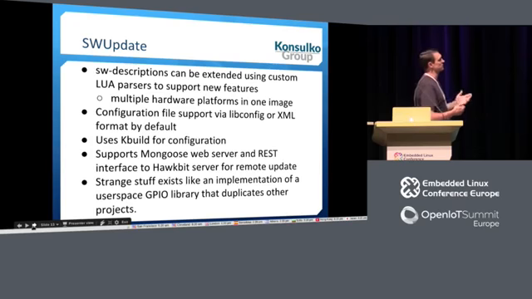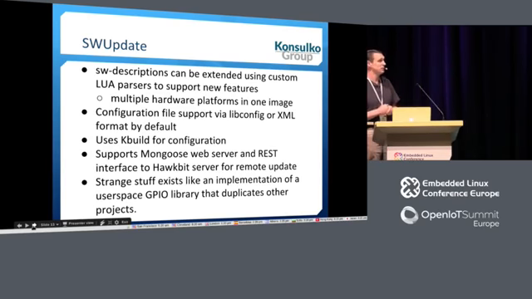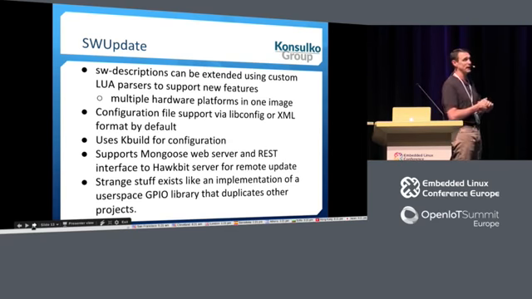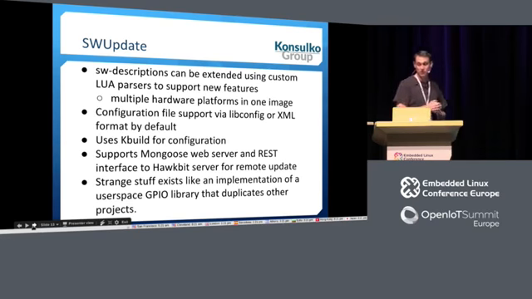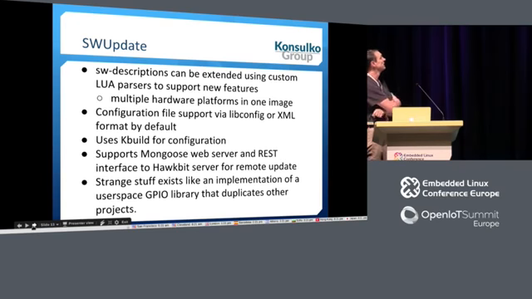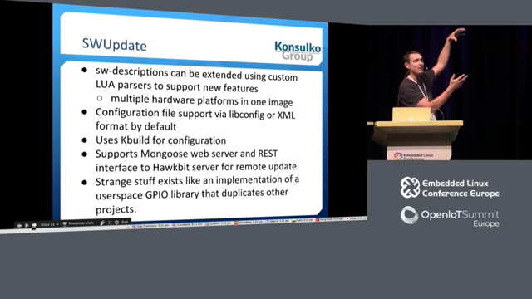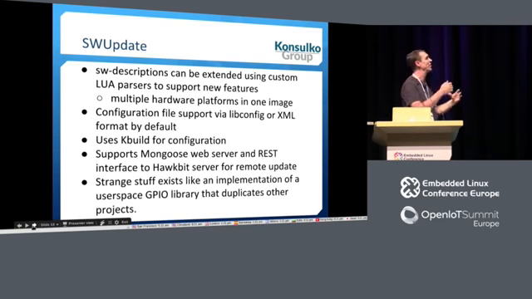The software description field, you can also extend it. It has a Lua parser in it, and so you can support any kind of arbitrary description in there, and just write some Lua code to actually parse that out. One of the things you can do is use a different parser and define a whole bunch of different hardware platforms in one image, and use your custom parser to sort through those revisions or family of platforms and so forth.